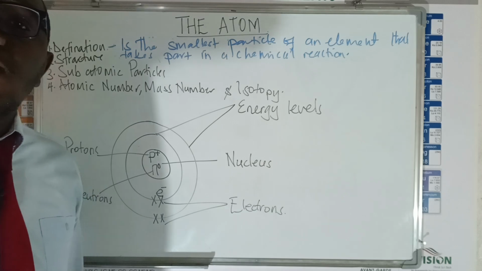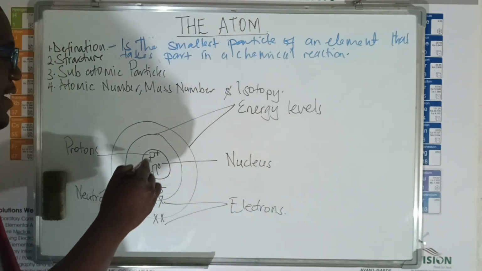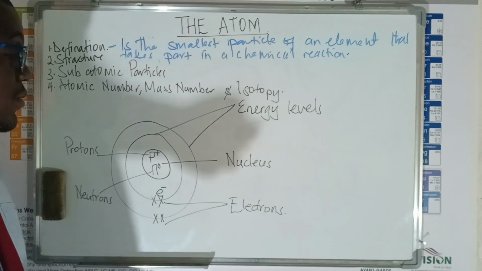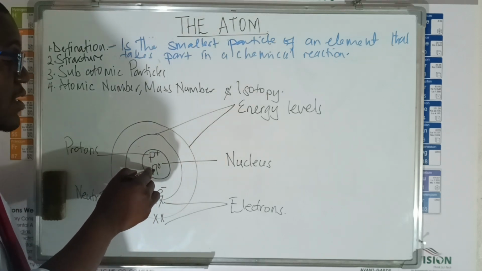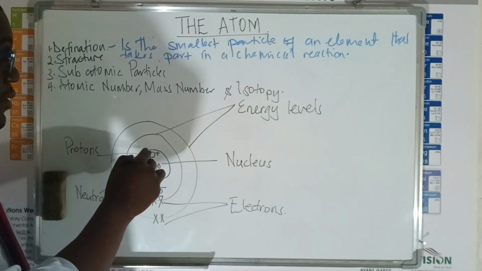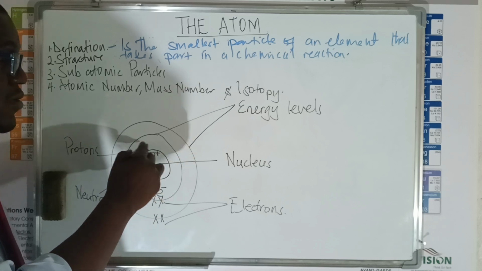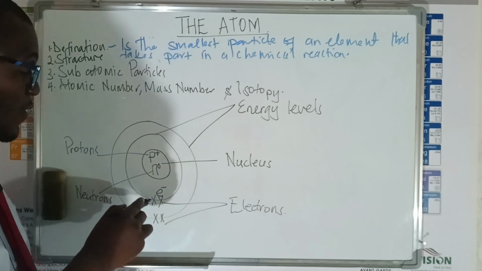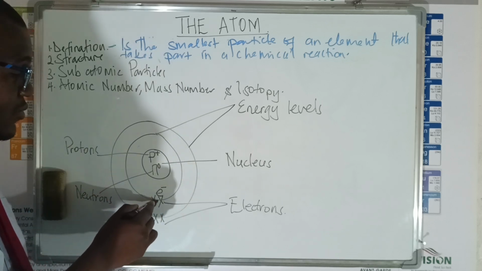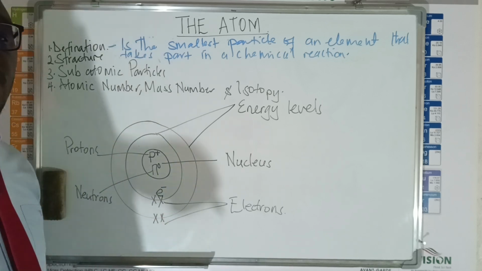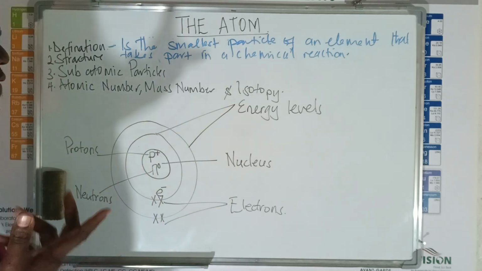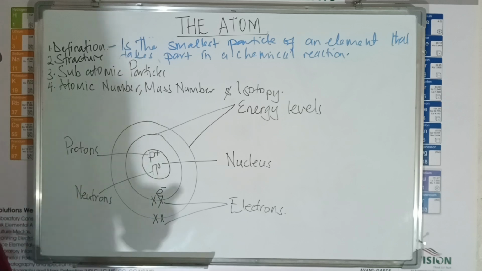So this is the general structure of an atom. An atom will have a center, which is known as the nucleus. The nucleus of an atom contains protons and neutrons. Then the nucleus is surrounded by energy levels, and in the energy levels you will find electrons. So these ones are electrons found in the energy levels. So this is the general structure of an atom, and I believe that is very clear.